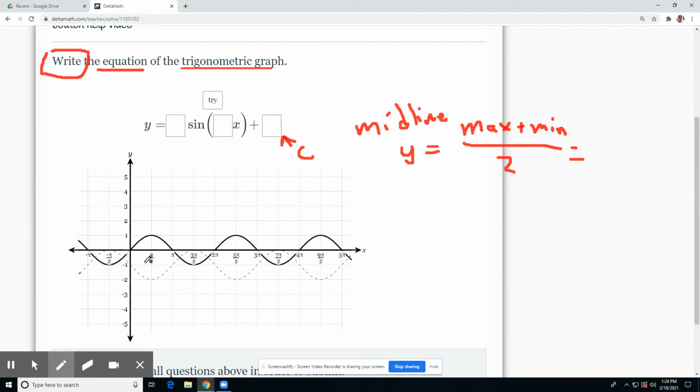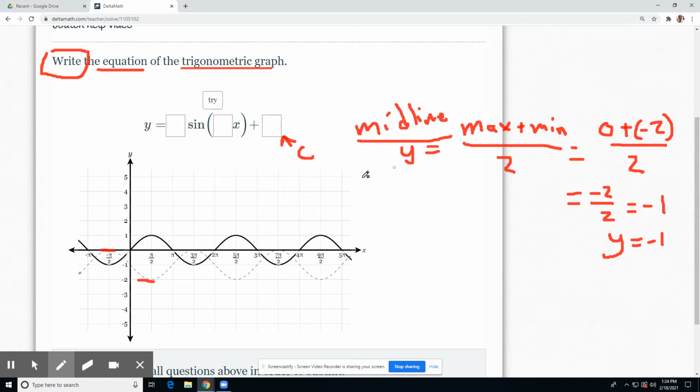The maximum on our new one is at 0. The minimum is at -2. So the max would be 0, the minimum is -2, divided by 2. This turns into -2 over 2, which is equal to -1. So y is equal to -1 for our midline. So -1 is right here.